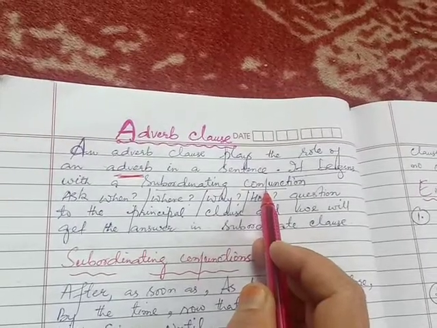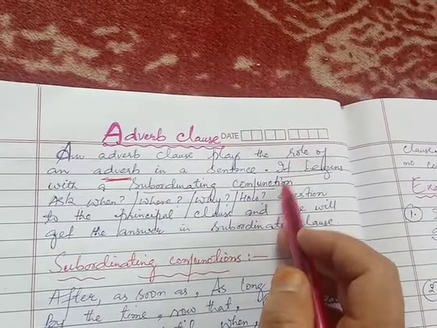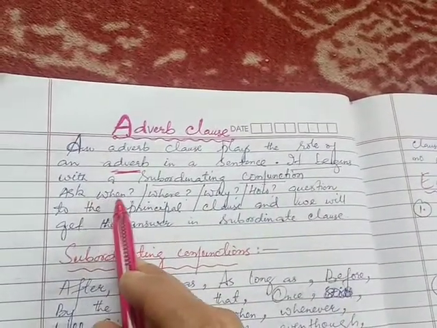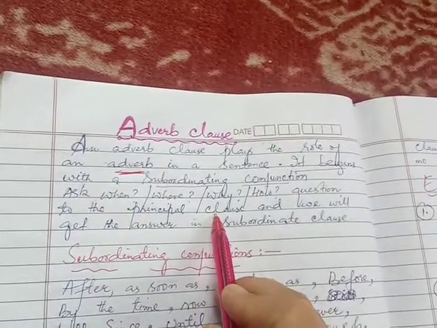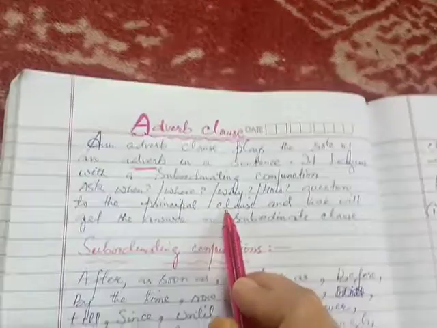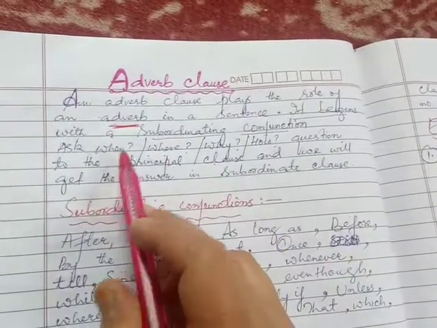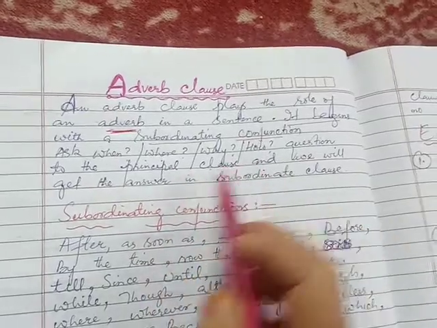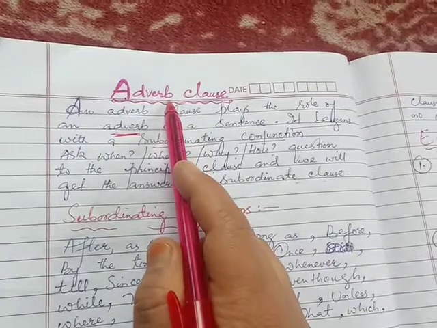Okay, dear students, the first important point you have to note about adverb clauses is that they begin with a subordinating conjunction. Second, ask when, where, why, how questions to the principal clause. Just as we framed the what question from the principal clause for the noun clause and got the answer in the subordinate clause, in the same way you have to ask when, where, why, how questions to the principal clause, and you will get the answer in the subordinate clause. That will definitely be an adverb clause.